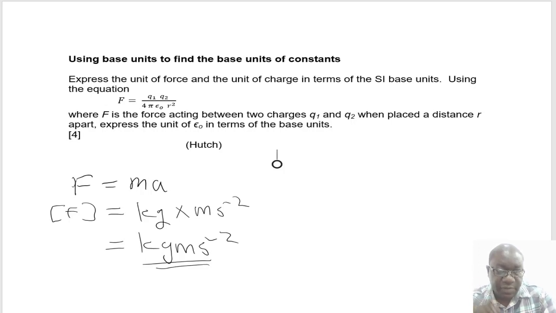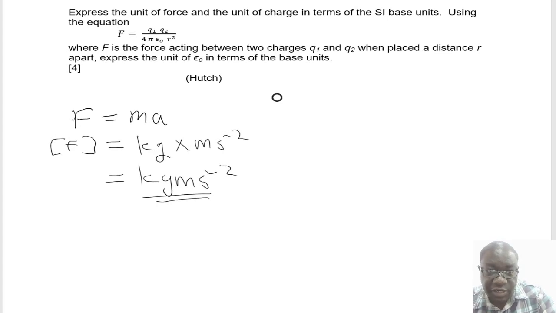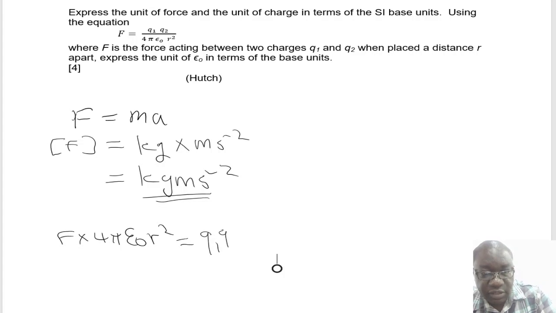Right, and then it says, using the equation F is equal to Q1 Q2 over 4 pi epsilon naught r squared, where F is the force acting between two charges Q1 and Q2 when placed a distance r apart, express the unit of epsilon naught in terms of base units. So the first thing to do is to rearrange the formula so that we have epsilon naught on the numerator. Cross multiplying gives F times 4 pi epsilon naught r squared is equal to Q1 Q2.